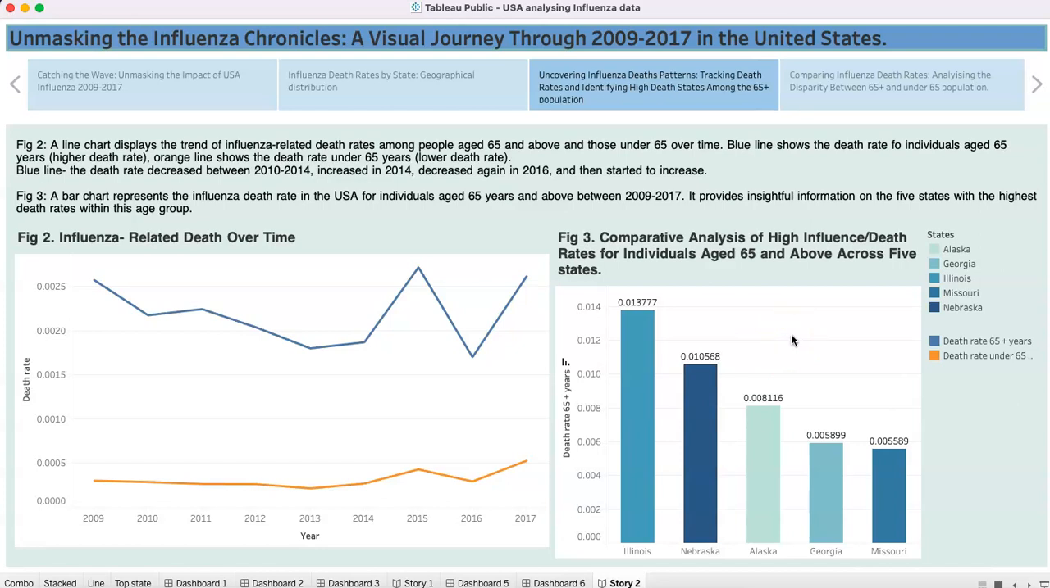The state with the highest death rate over the 65 years group is Illinois with a rate of 0.013777, followed by Nebraska with a rate of 0.010568, Alaska with a rate of 0.008116, Georgia with a rate of 0.005899, and Missouri with a rate of 0.005589.